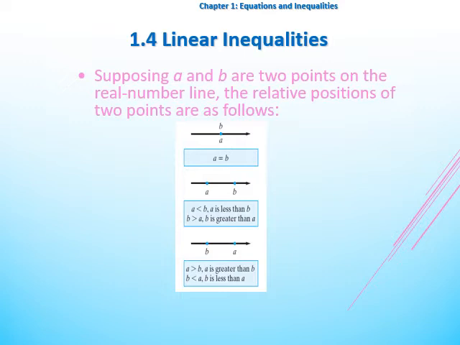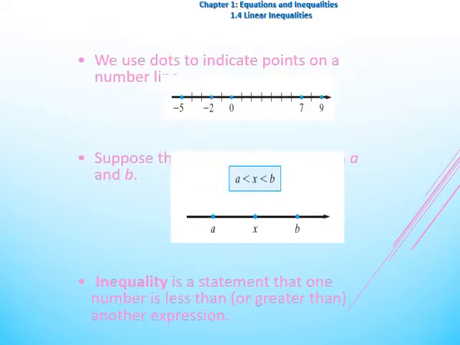Here we will begin subsection 1.4, which is linear inequalities. Suppose A and P are two points on a real number line. The relative positions of the two points may be A less than P, which means P greater than A, or A greater than P, which means P less than A. So we have two numbers, and one is greater than or less than the other.